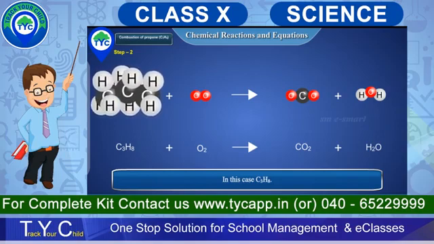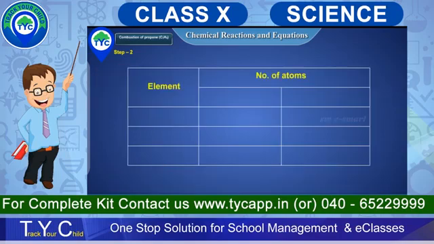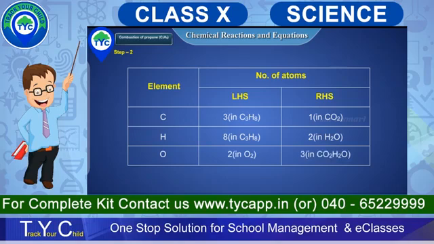C3H8. Element, number of atoms, LHS, RHS. C: 3 in C3H8, 1 in CO2. H: 8 in C3H8, 2 in H2O. O: 2 in O2, 3 in CO2 and H2O.